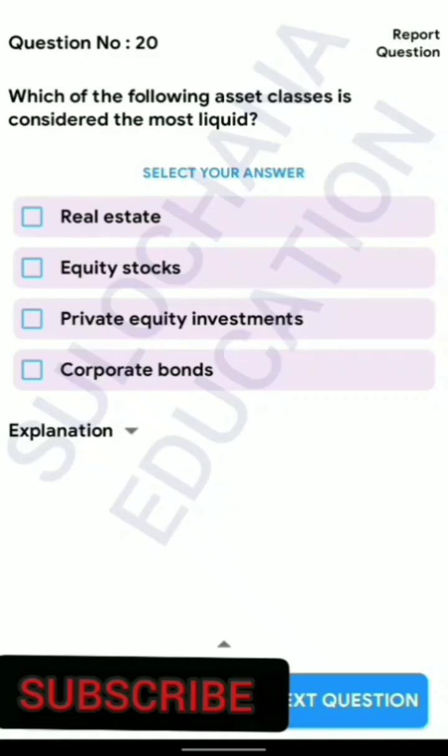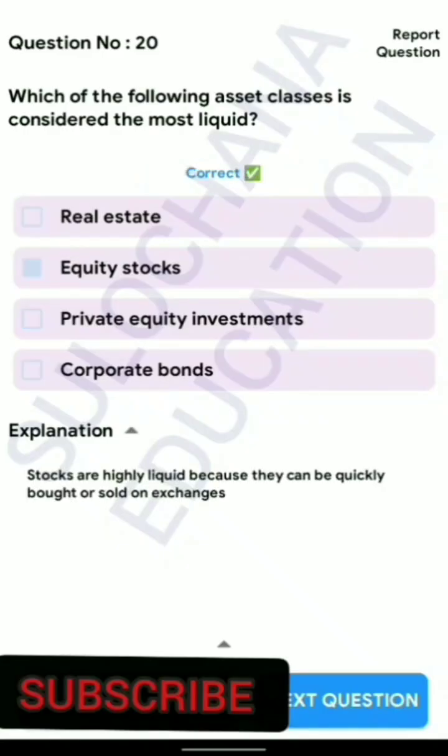Which of the following asset classes is considered the most liquid? Options are A, real estate, B, equity stocks, C, private equity investments, D, corporate bonds. Correct answer is equity stocks.